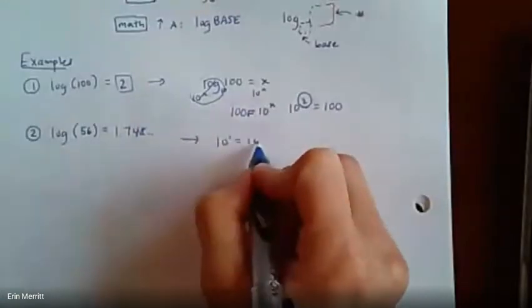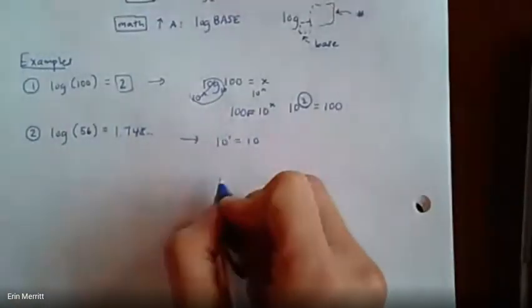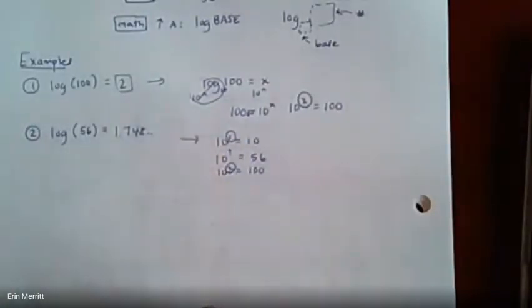But think to yourself, 10 to the first power is 10. 10 to the second power is 100. So 10 to what power comes out as 56? That exponent has to be somewhere between 1 and 2, which makes sense that we ended up with this 1.748 and whatnot. And then could you test it?